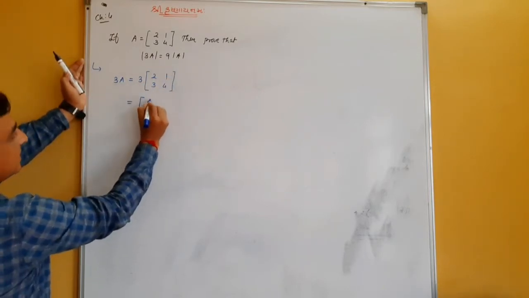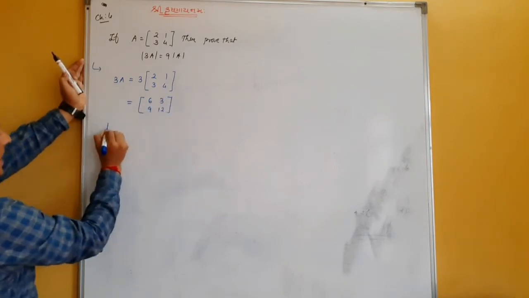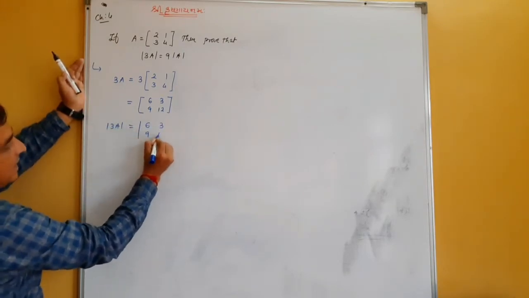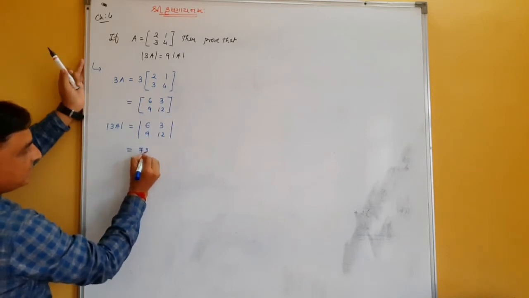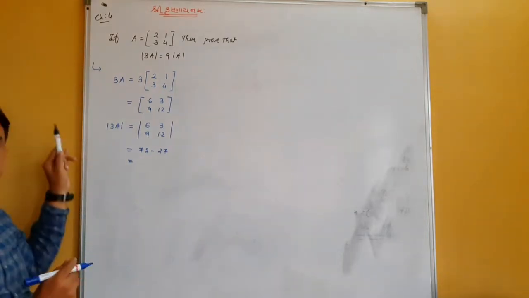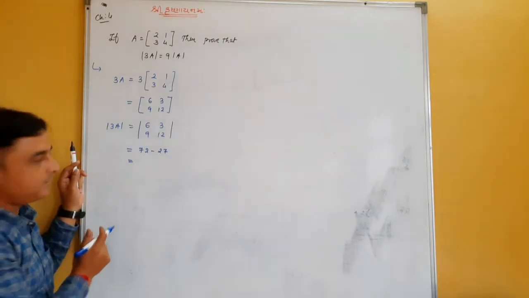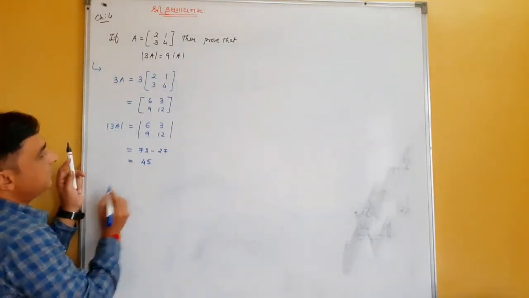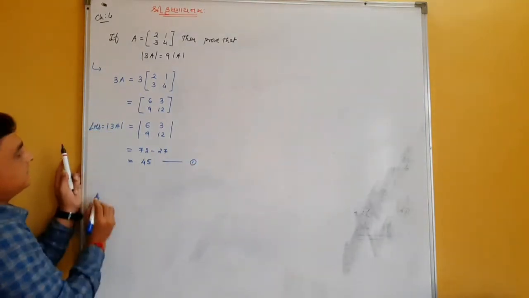Multiply 3 with every element: 6, 3, 9, 12. Now the determinant of 3A is |6 3; 9 12|. 12 times 6 is 72, minus 9 times 3 is 27. Now subtract 27 from 72, so we have 45. Say this is 1. Or write it as the left hand side.